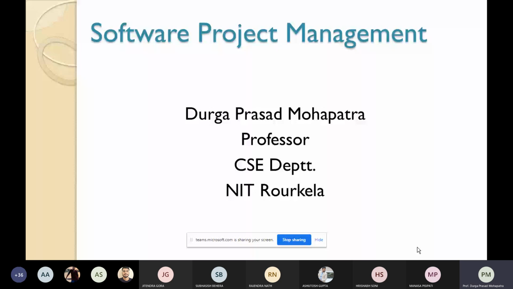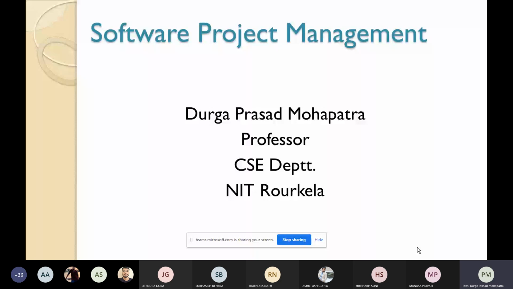This SEI CMM model helped different organizations improve the quality of the software they develop. The organizations that adopted this model felt that they had significant business benefits after adopting it. So then other organizations also started adopting CMM.